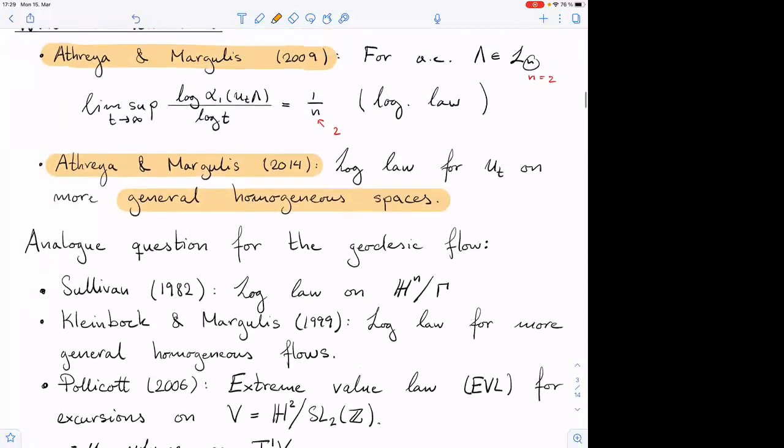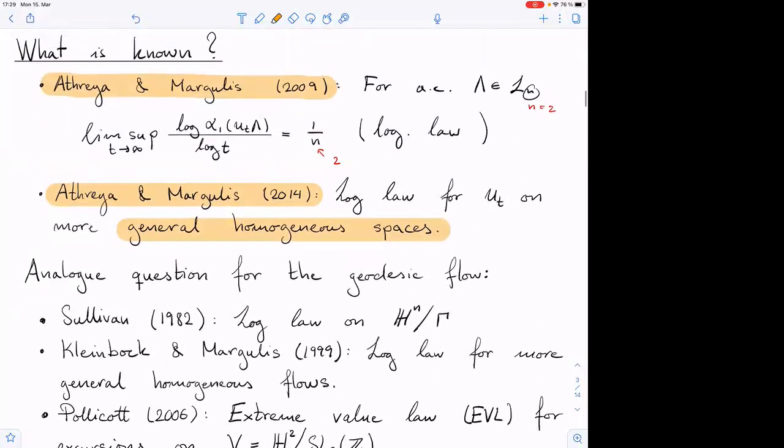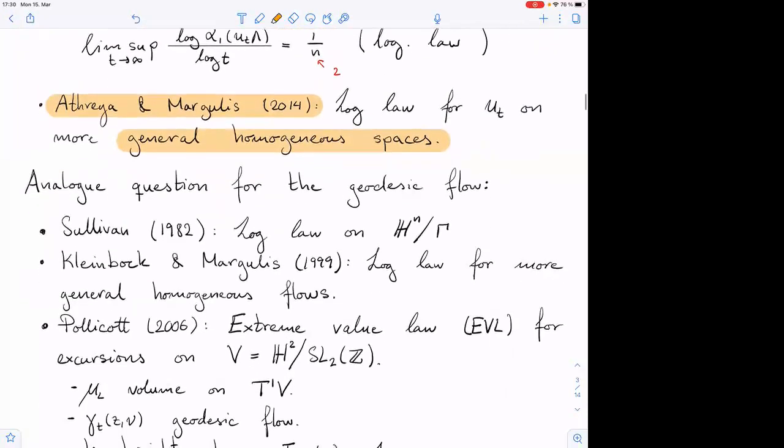And that's kind of, from our perspective, what is known about the cusp excursions in the direction we're interested in. But there is, of course, the analog question for the geodesic flow, where a bit more is known, and which is kind of relevant because the unipotent and the geodesic flow are very interlinked. So there's the analog question for the geodesic flow, and that has a bit of a longer history.